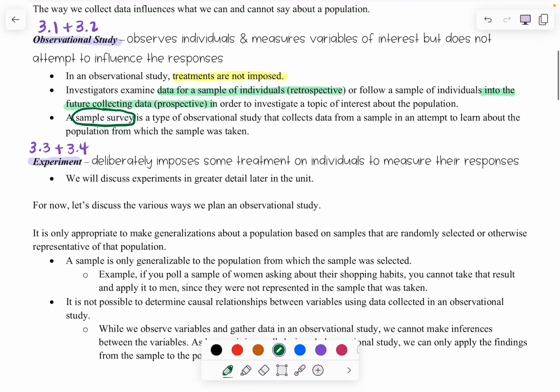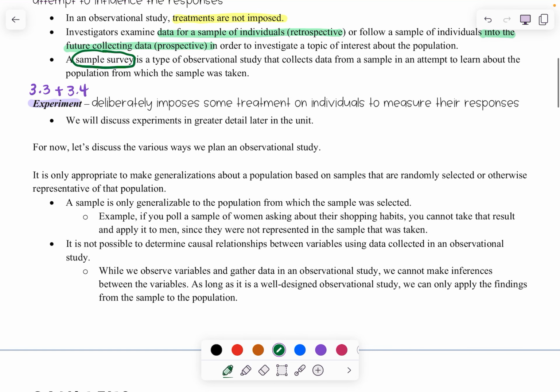Now, experiments, we will not talk a ton about today. Basically, the big idea here is that you are going to be imposing some treatment. They're listening to music while they take a test. They're not listening to music while they take a test. They are going to drink coffee before they drive. They're going to drink coffee after they drive. Things like that, where you are altering their environment in some way to see if there is a response.